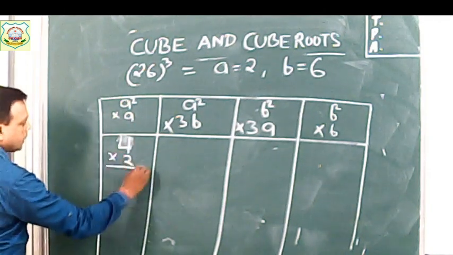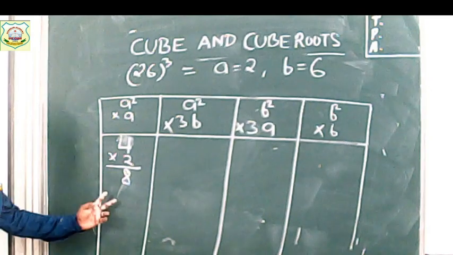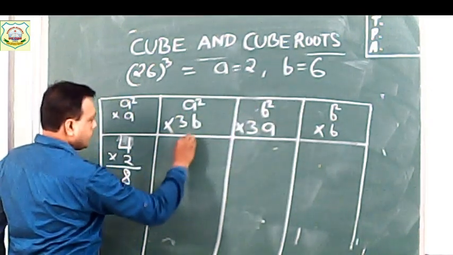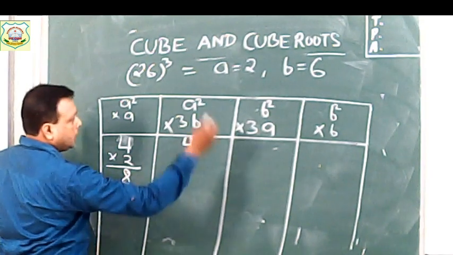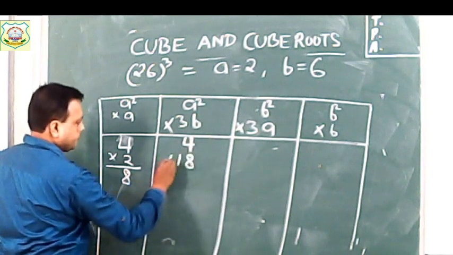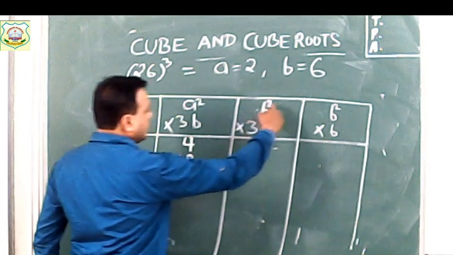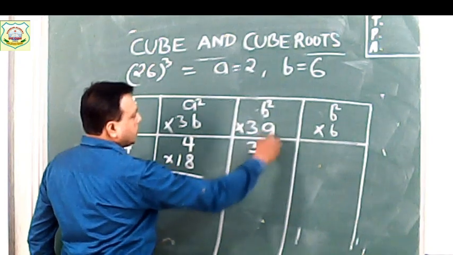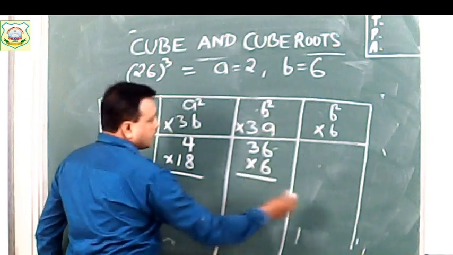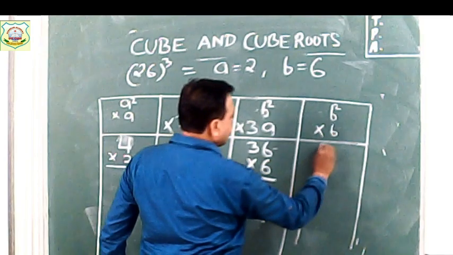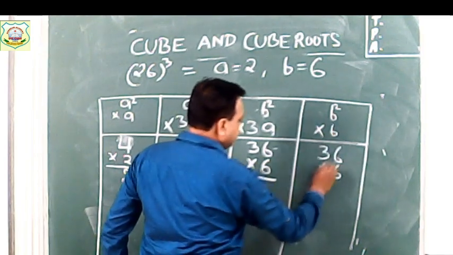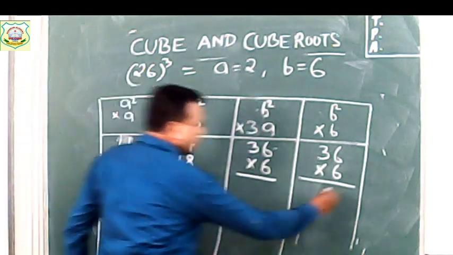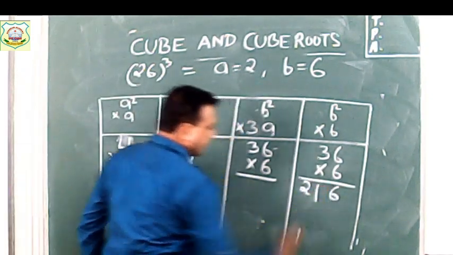2 times 4 is 8. a square again 4. 3b, 3 times 6 is 18. b square, 6 square is 36. 3 into 2, 3 times 2 is 6. b square, 6 square is 36 same, and 6 is here. Now multiply. 6 times 6 is 36. 6 times 3 is 18. 216.